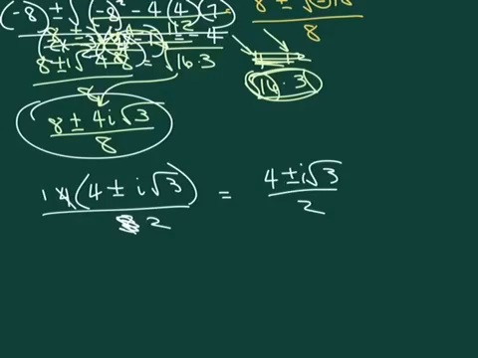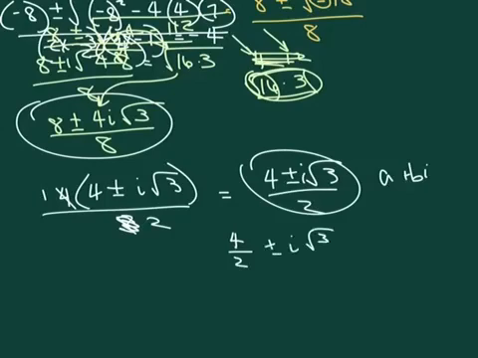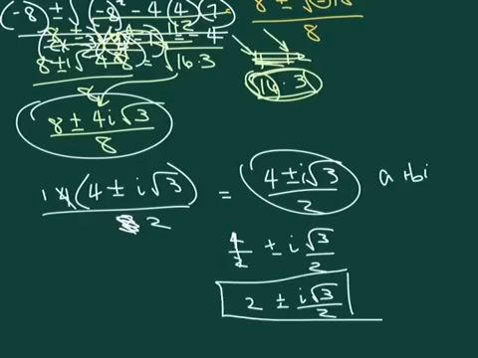Except one of the things that we need to do is put it in this form. So we need to split these up. So let's do that. 4 over 2 plus or minus i square root of 3 over 2. And 4 over 2 is 2. So that ends up being my final answer there. Okay? And again, the book puts the i at the end. Sometimes they put it at the front. So we're just going to kind of leave it there.